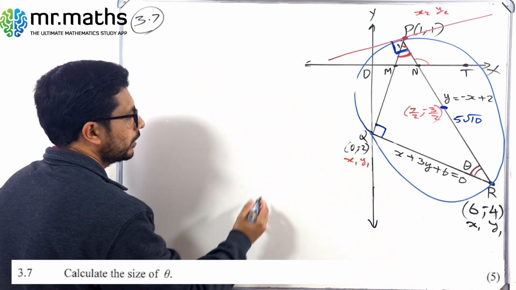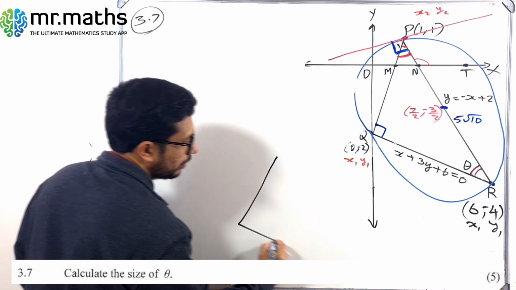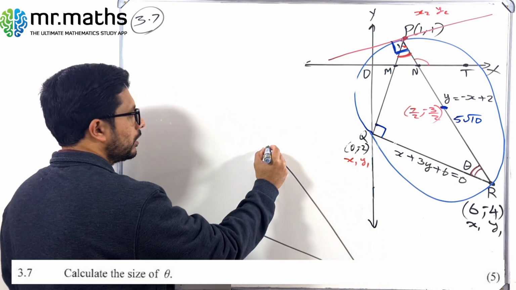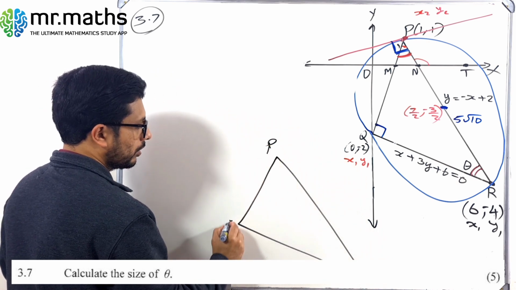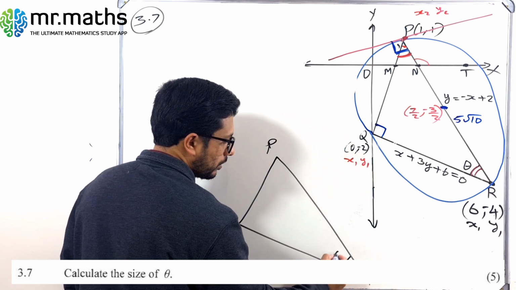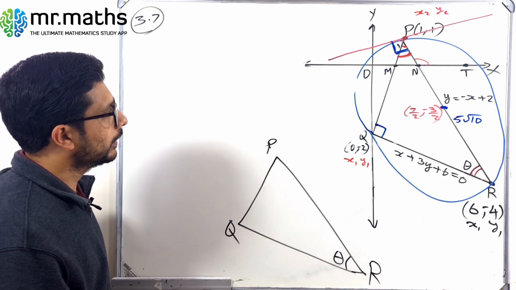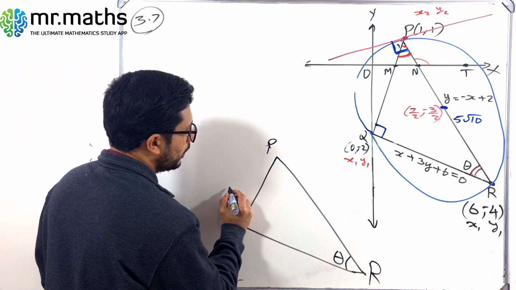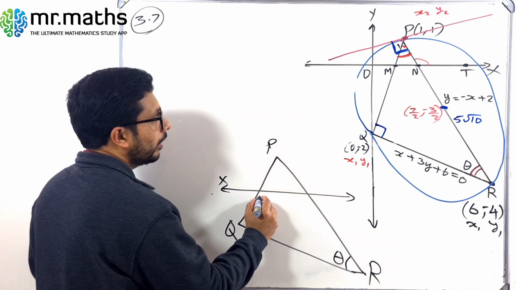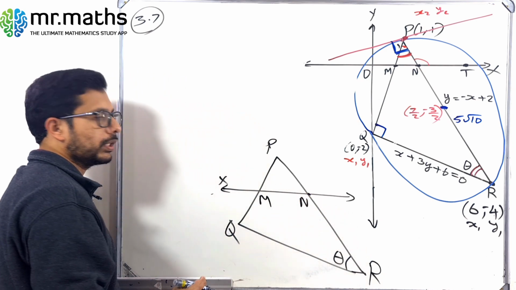So let me draw that triangle once more here. Assume that this is P, this one is angle Q, and this is angle R, and that angle R is theta. Am I right? Now there is an x-axis like this. Okay, this is the x-axis, and this is the point M and this is the point N. So this is the triangle.